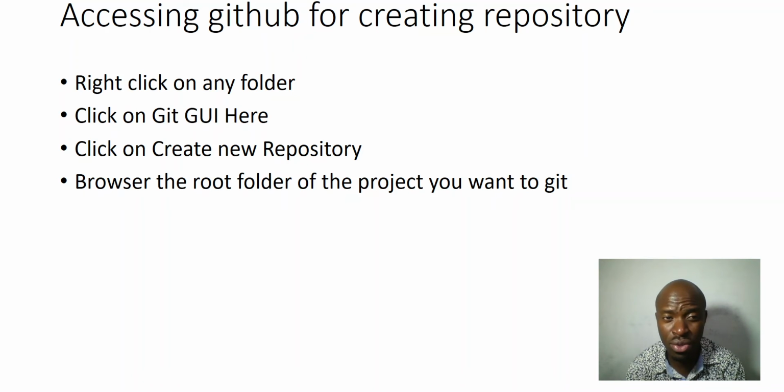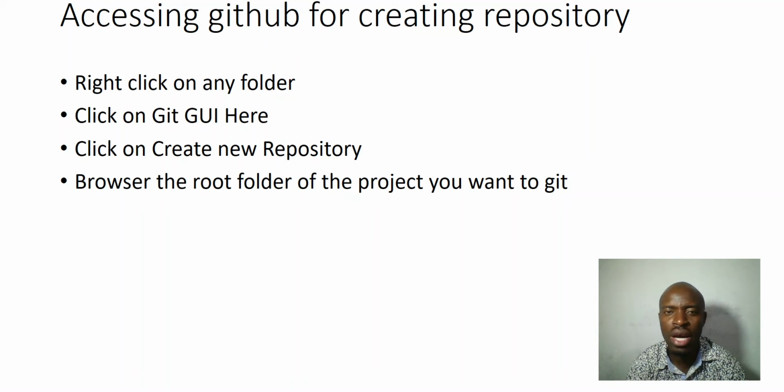you are going to do two things. The first thing, you have to right click on any folder, if you installed your GitHub, and offline first. You right click on any folder and then you click on Git GUI here.